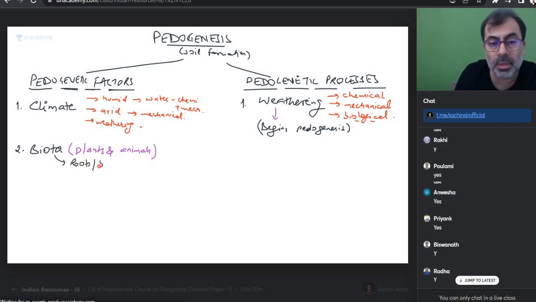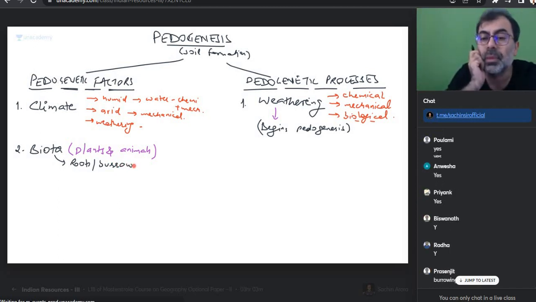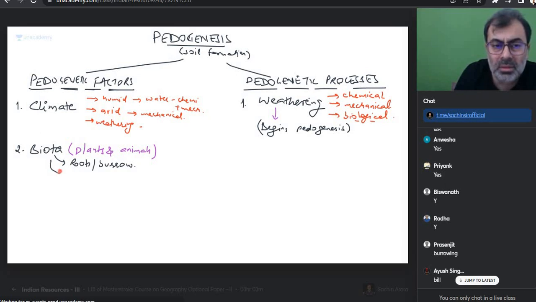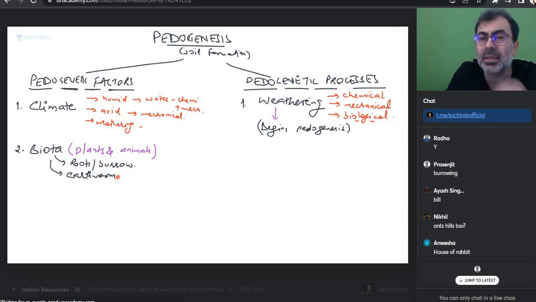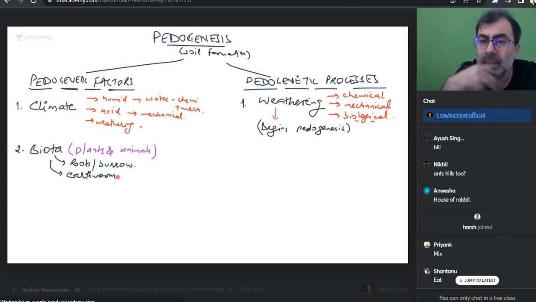Roots. Can I say burrows? What is a burrow? That hole a rabbit makes on the ground. Burrowing is possible. So what does this slimy little earthworm do? What does it do? It eats everything, the mud, and secretes it out.